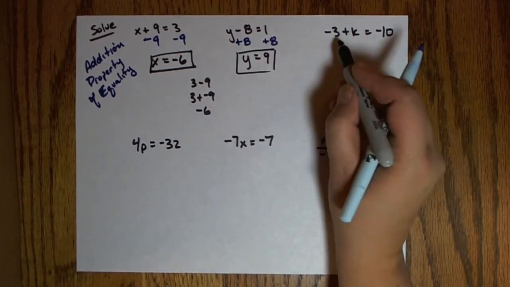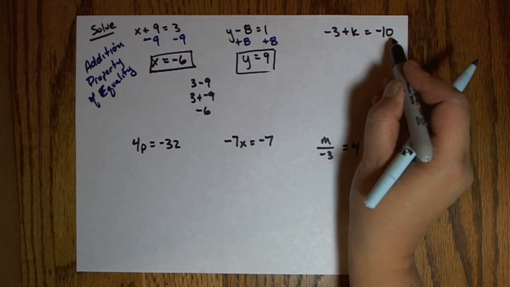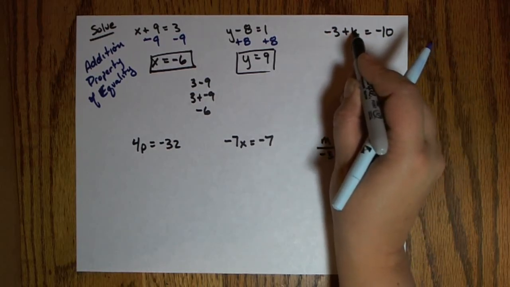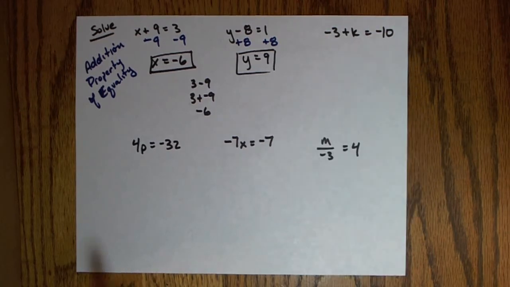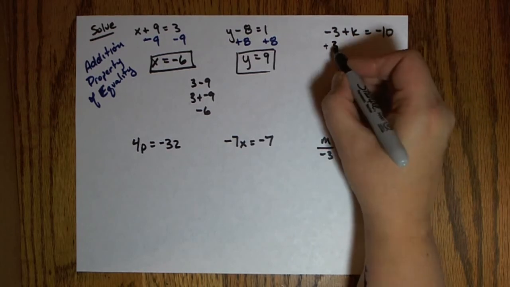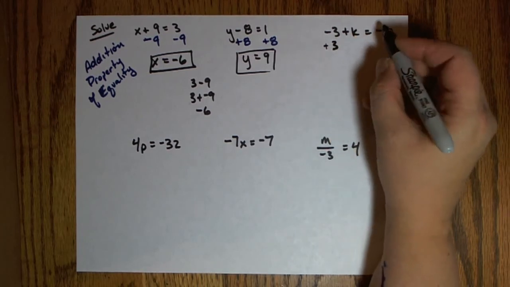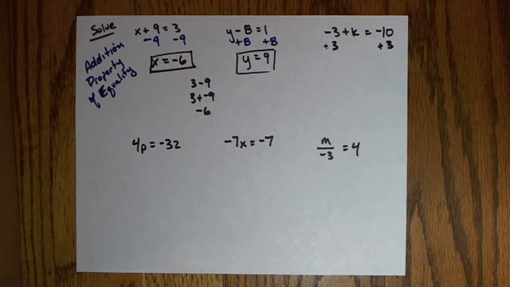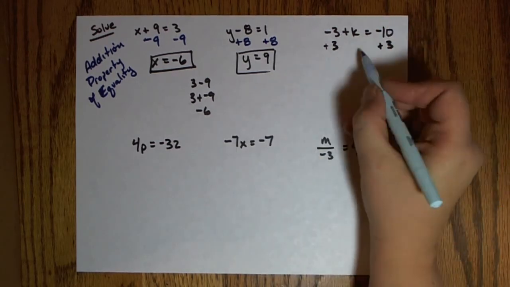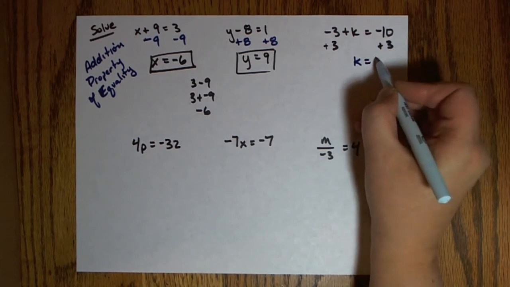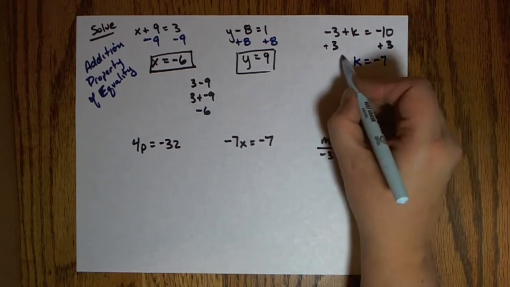In the third problem, I have negative 3 plus k equals negative 10. So I'm focusing on the side with the k. I want to isolate it, so I need to get rid of this negative 3 that's being added. So in order to do that, I could add a positive 3. And if I do it to the left-hand side, the addition property of equality says I have to do the same to the right-hand side. So negative 3 plus 3 is 0, and I'm left with k equals negative 10 plus 3, which is negative 7.